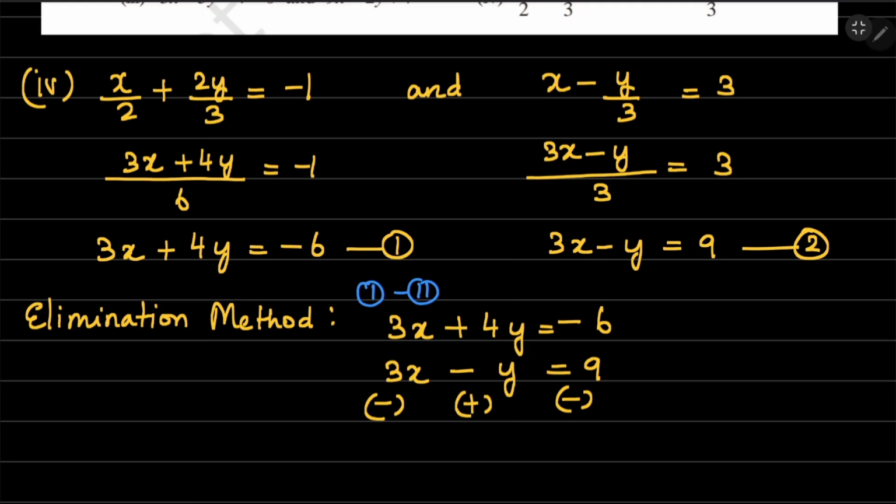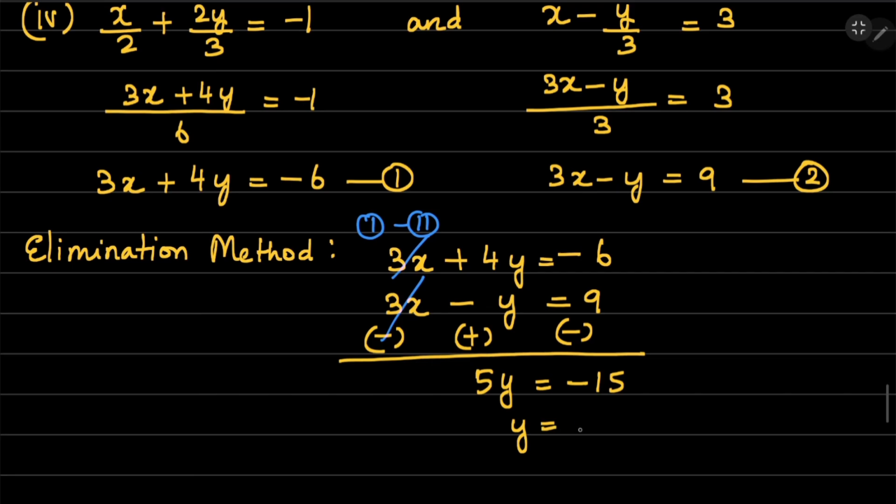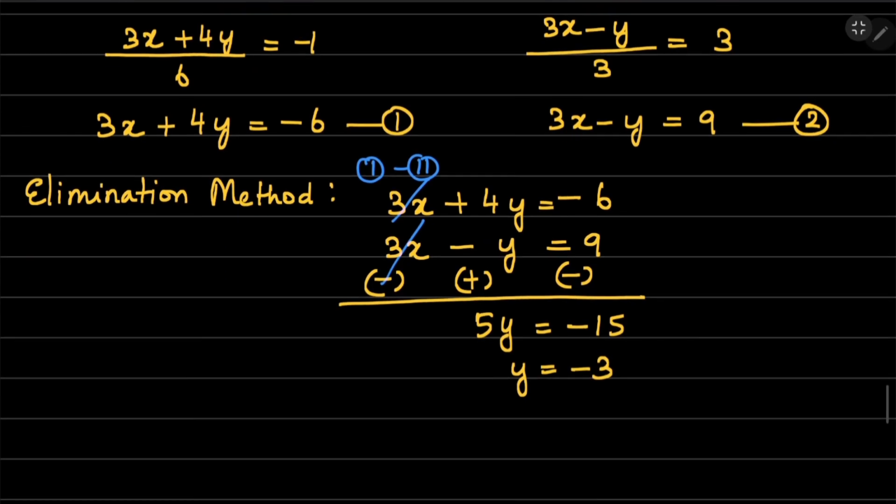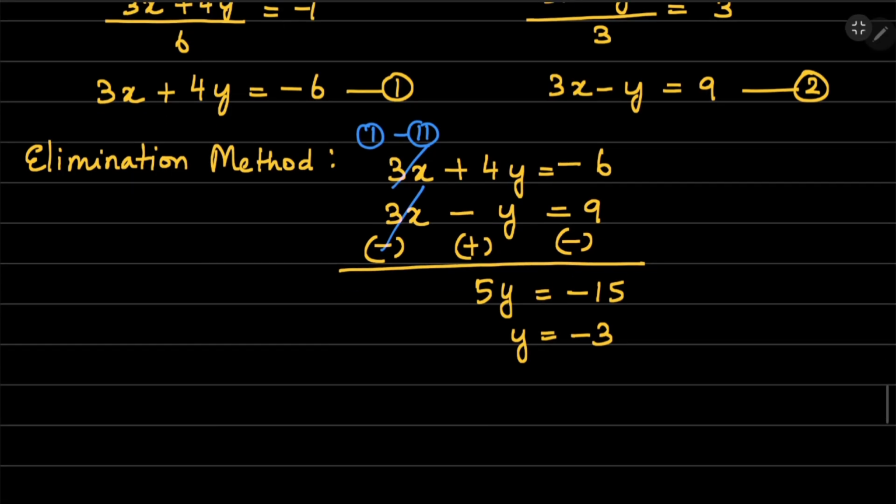So plus 3x minus 3x will get cancelled. What is 4y plus y? 5y equal to minus 15. What do I get? y is equal to minus 3. Right? Now, you can put this in any one of the equations. Let me put it in the first equation.